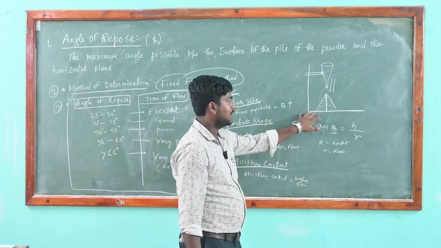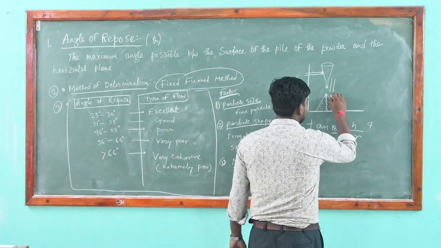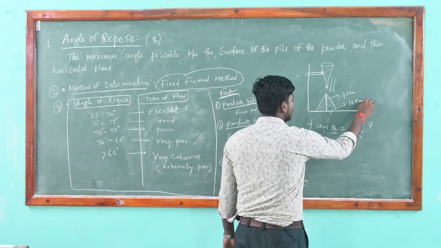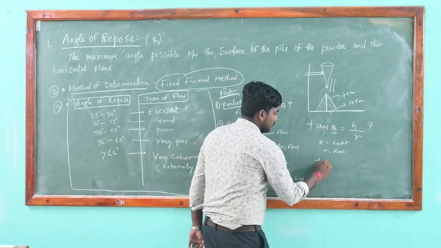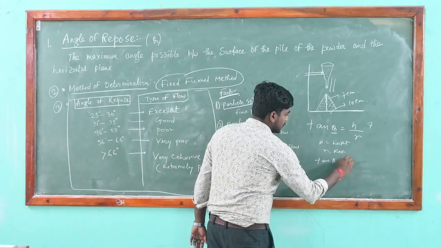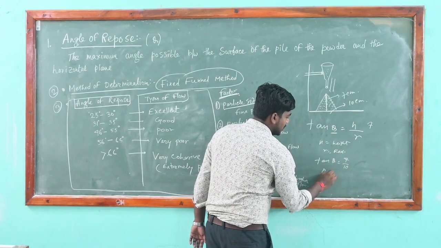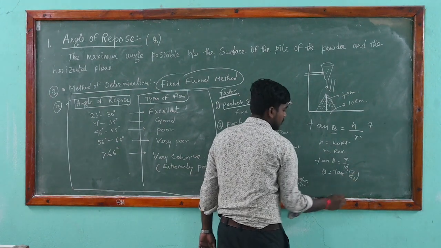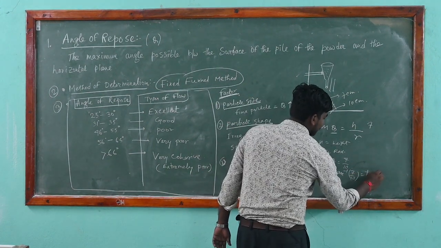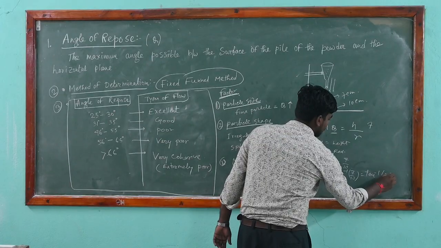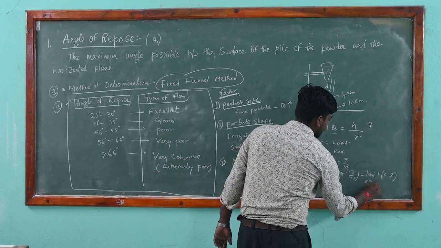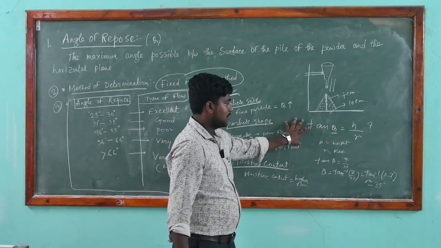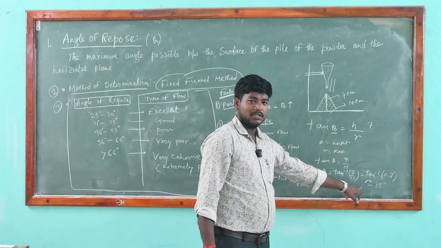For example, suppose the height of the pile is 7 centimeter and the radius is 10 centimeter. So according to the angle of repose, tan theta is equal to 7 by 10, or theta is equal to tan inverse 7 by 10. We can also write it this way: tan theta is equal to 0.7, that is near about 35 degrees. That means in this example the theta value is 35 degrees.